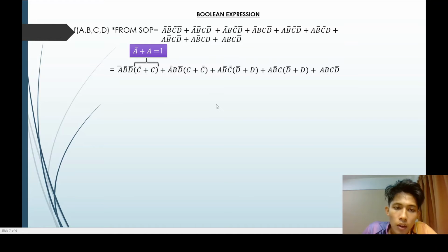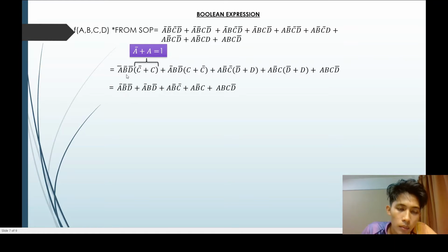with A bar plus A, it will be equal to 1. So anything that B bar plus B will be equal to 1. So this situation is the same. So C bar plus C will be equal to 1. So this one also goes the same, equal to 1. This one also the same, this one also the same. So we can get this one, as this one is 1.